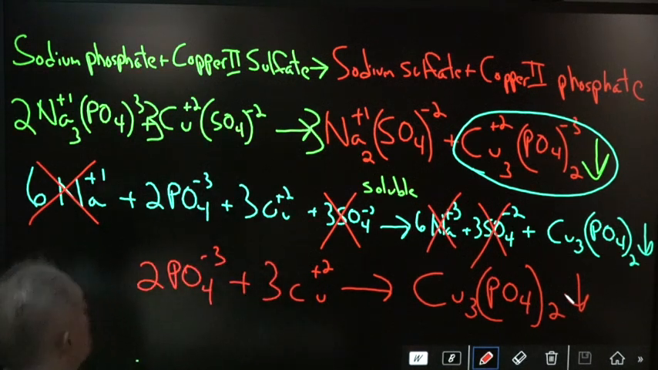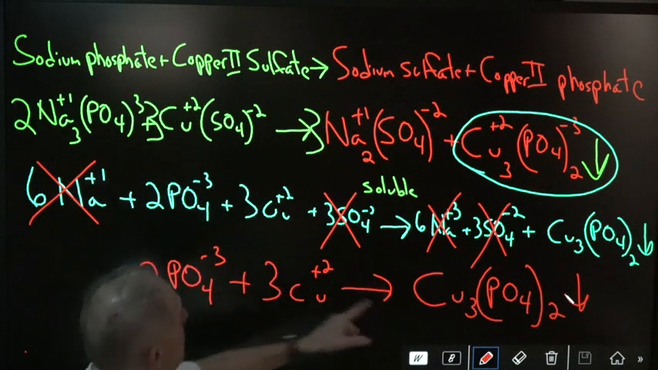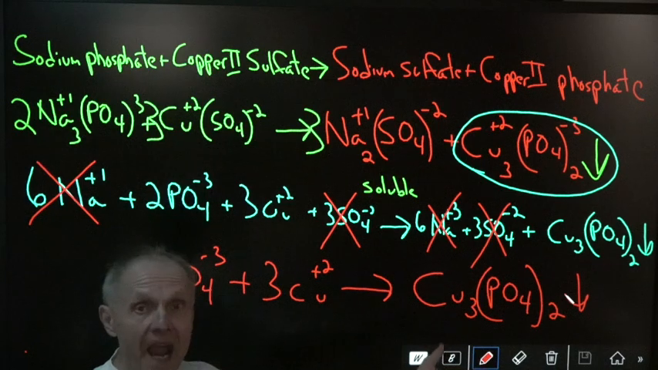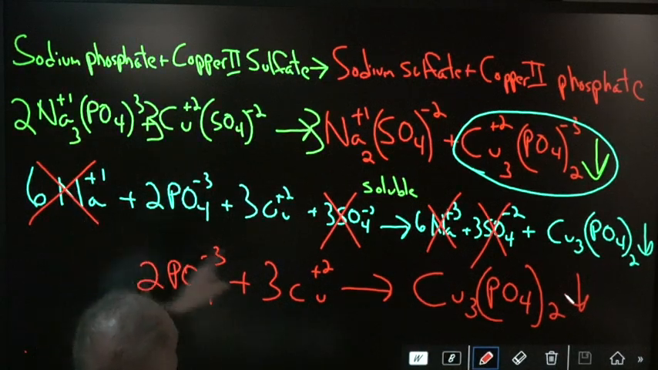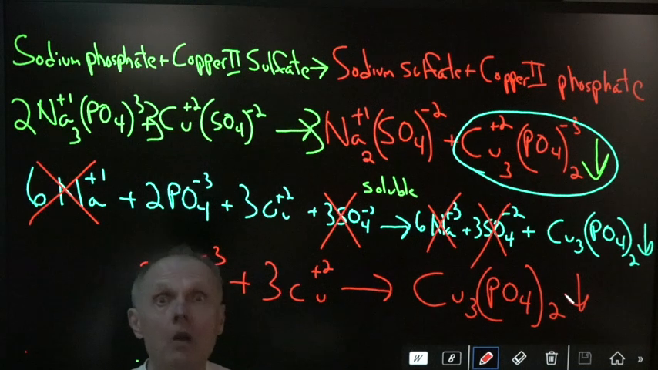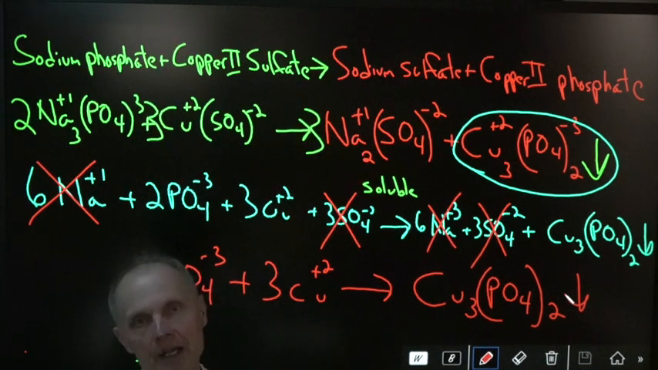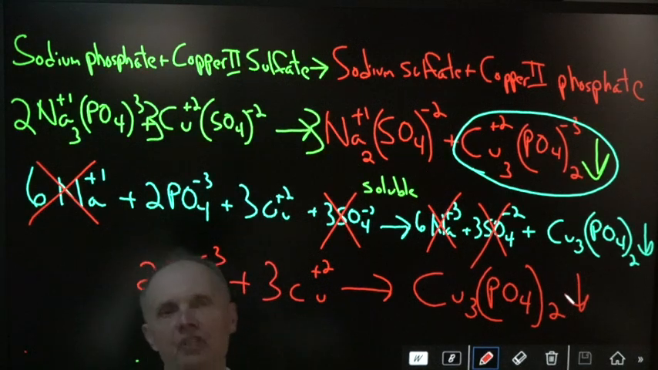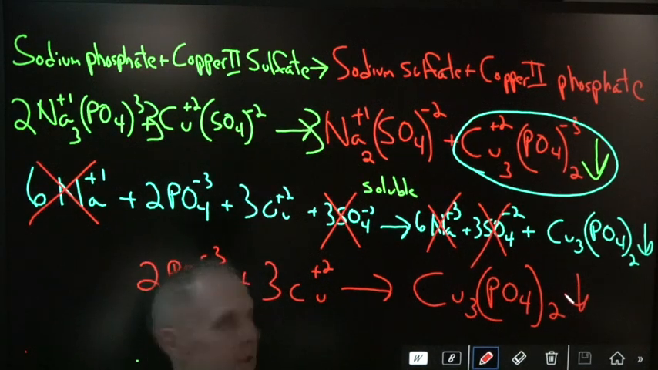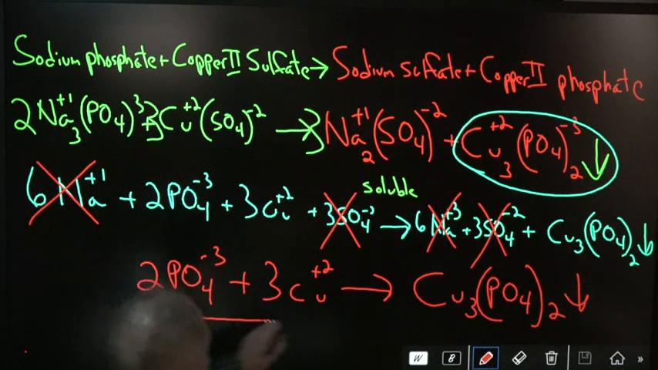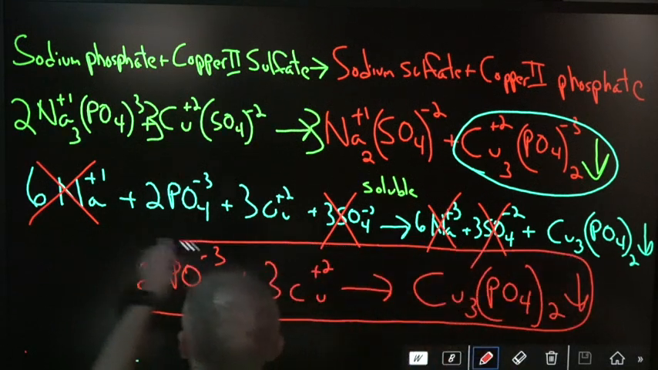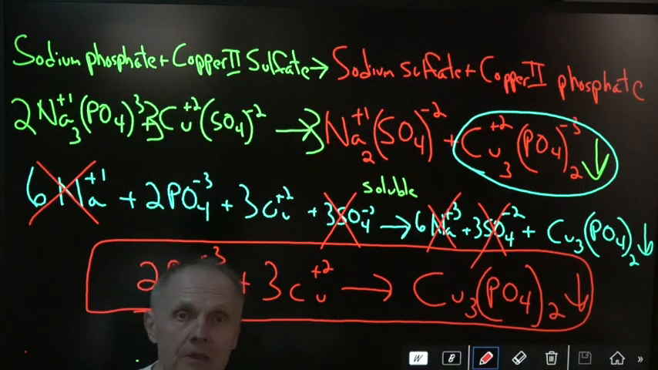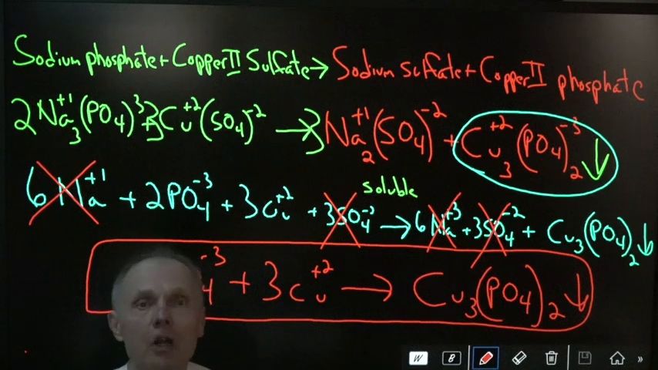Same thing here. Sodium and sulfate brought phosphate and copper to the game. They didn't react. So what the heck would sodium and sulfate be called? They are called spectator ions because they brought in what was reacting and then they sat back and watched it. They had nothing to do with the reaction. Okay? So here is the real reaction right here. And that's how you do a double replacement. So now we can start the lab.